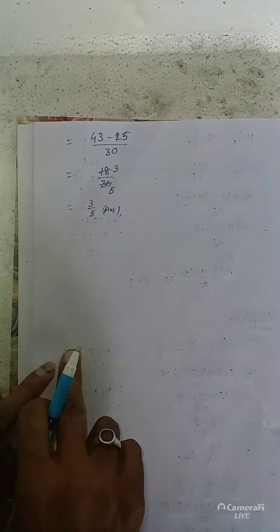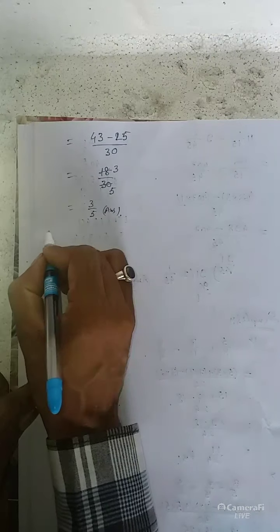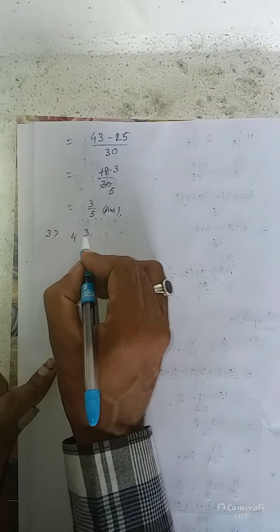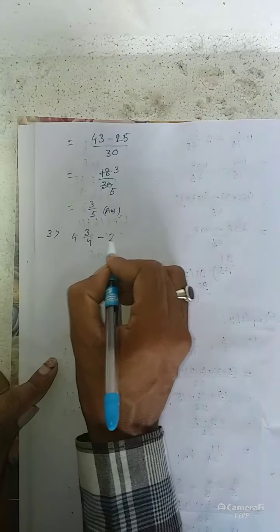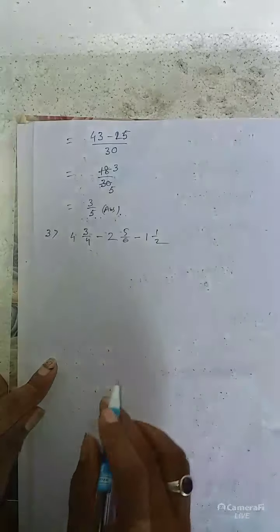Okay. Let us take another example. This is simplify number 3: 4 whole 3 by 4 minus 2 whole 5 by 6 minus 1 whole 1 by 2.